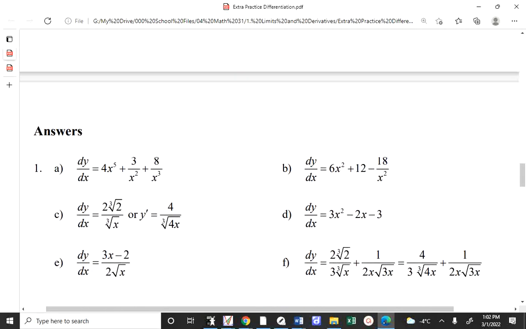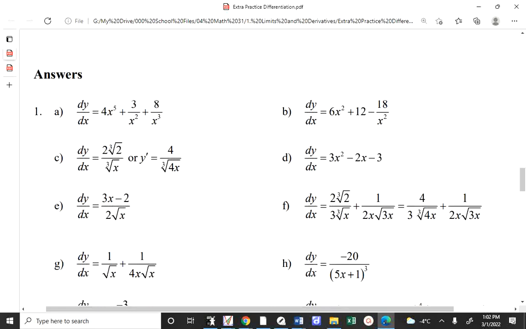I don't know what the creator of this did. Oh man, was this B? Remember at the beginning where I said you could FOIL it out and then divide everything by x and differentiate? That's what was done here. And this is a very bad thing that was done.